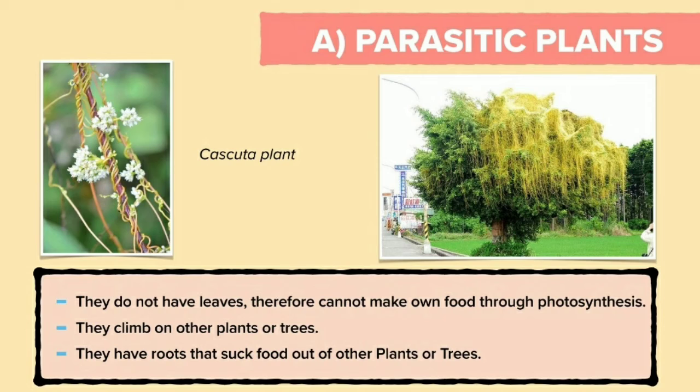For example, loranthus, cuscuta, etc. Due to the absence of chlorophyll, the cuscuta is completely dependent on the host plant. Hence, it is said to be a completely parasitic plant. Understood, children?